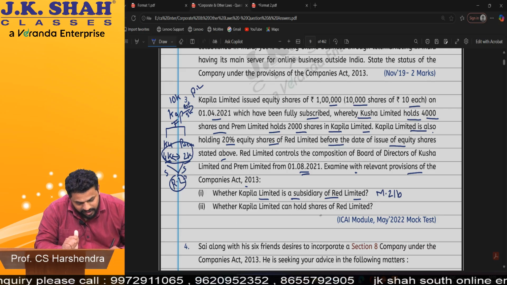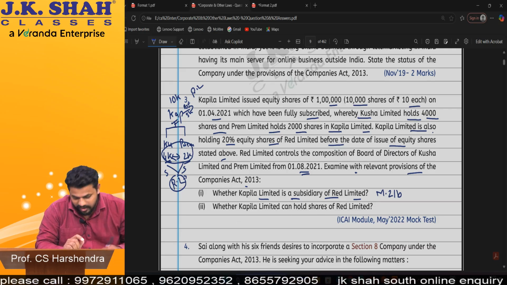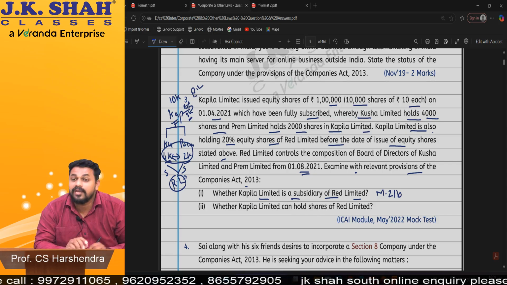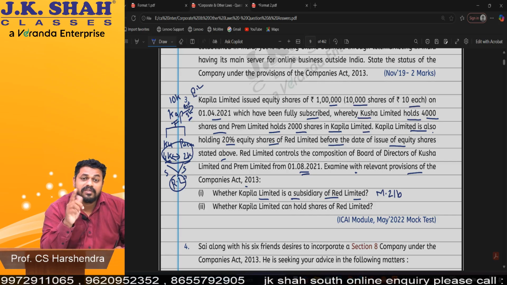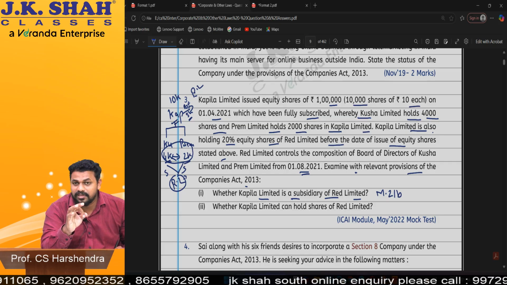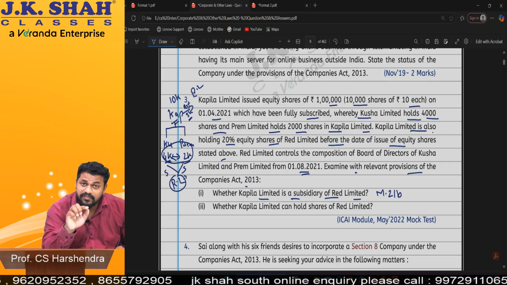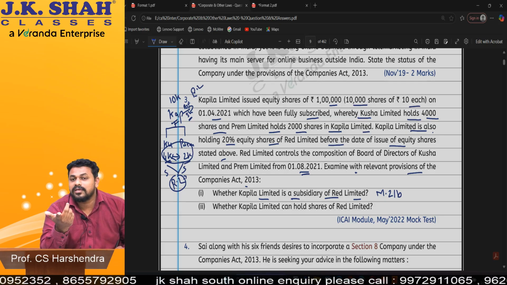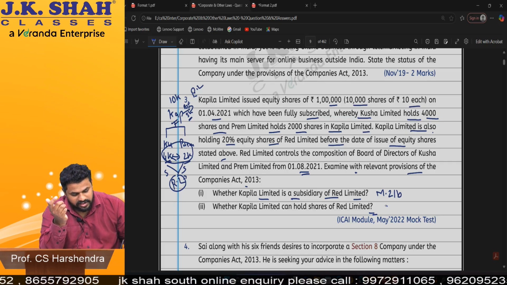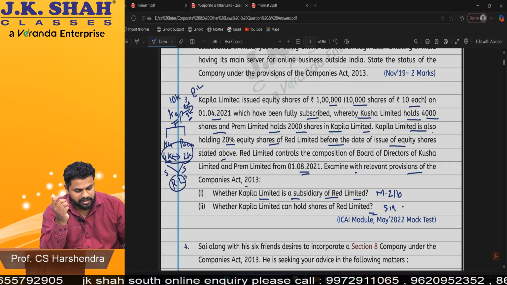Whether Kapila Limited can hold shares of Red Limited. This 20% shares, can it hold of Red Limited? Yes, because under which section? Section 19, third exception. A subsidiary company can hold shares of its holding company which it purchased before becoming a subsidiary. So this is the Section 19 exception.